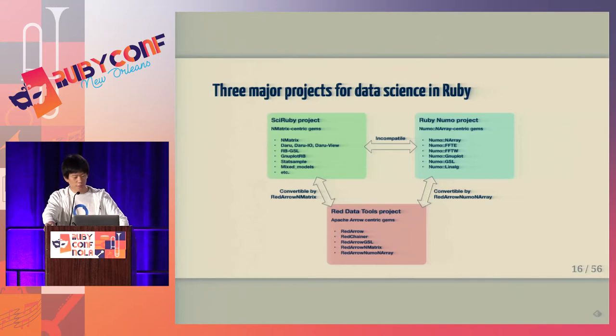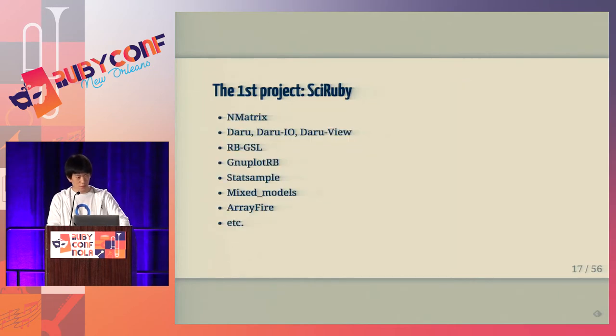Now, there are three major projects for data science in Ruby. This diagram shows the relationships between them. So let me describe each project in more detail. The first is SciRuby. Do you know SciRuby? Not many. I think SciRuby is the most famous one, the most famous project for people outside of Japan. SciRuby is a set of many gem libraries that use matrices, as in in-memory tensor data. It has many gem libraries, but many of them are dead because their development has been stopped.